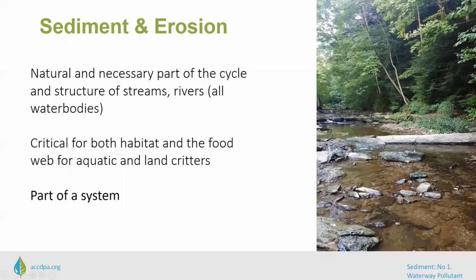We've looked at the definitions of sediment and erosion, which sets the stage for talking about how they work within a system. Sediment and erosion are natural parts of the cycle and structure of all water bodies. They are essential for the never-ending cycle of breaking down and building up a system, and is part of the habitat and food web for aquatic and land creatures.